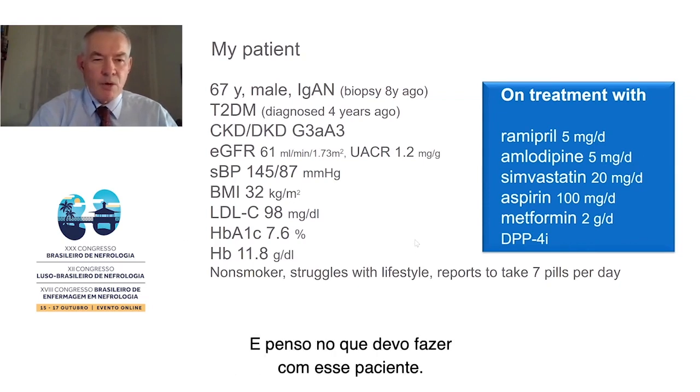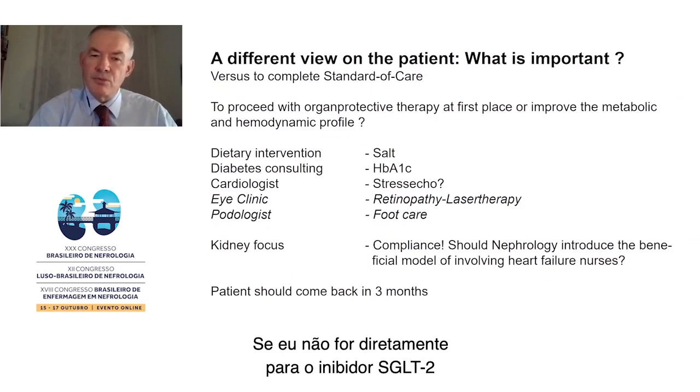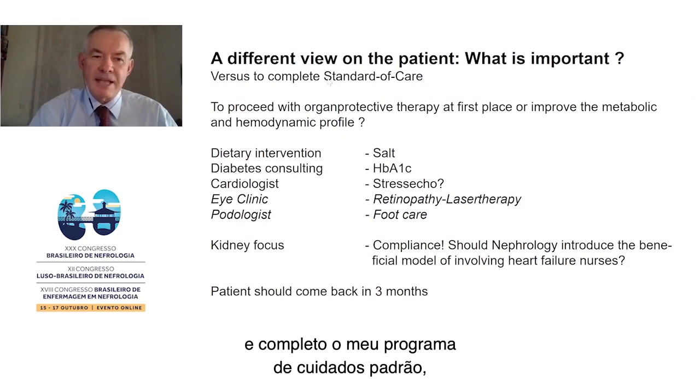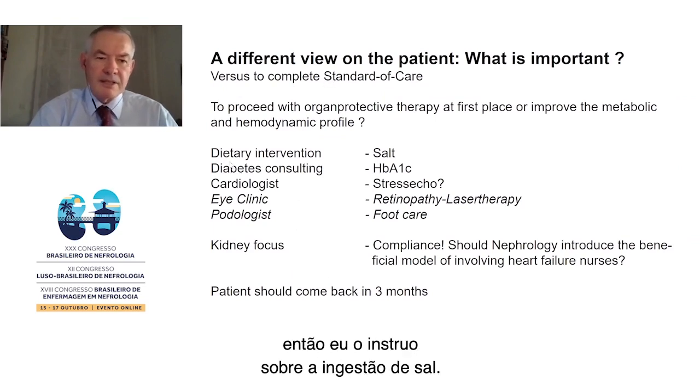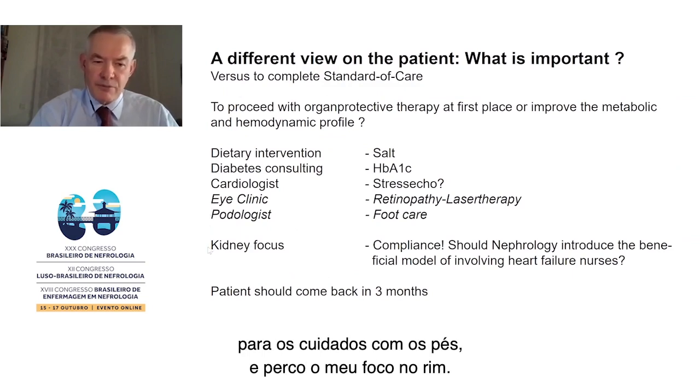And I wonder, what should I do with this patient? Work on these not-at-target suboptimal treatments, or go directly to an SGLT2 inhibitor? If I do not go directly to an SGLT2 inhibitor and complete my standard of care program, then I instruct him about salt ingestion. He's walking to the cardiologist, to the eye clinic, to foot care, and I lose my kidney focus.